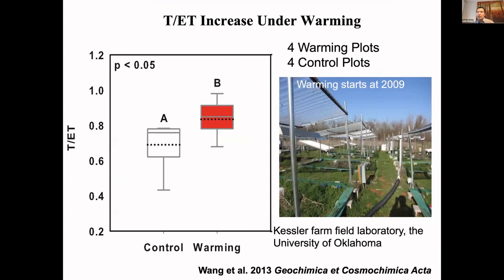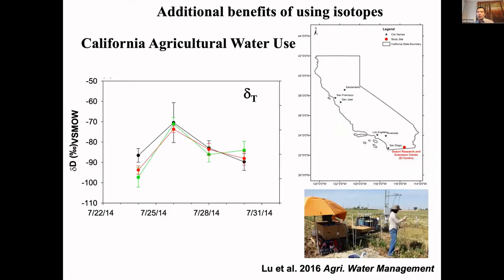We can also use that in the field, looking at the changes of ET partitioning in response to warming. Here we can see that after warming the system, there is an increase in ET partitioning using the isotope-based approach. And we can also do that in a more natural setting, like an agriculture field. In this one, my student Michelle Lu and I did the field observation in California at an agriculture station, looking at biofuel production and ET partitioning.